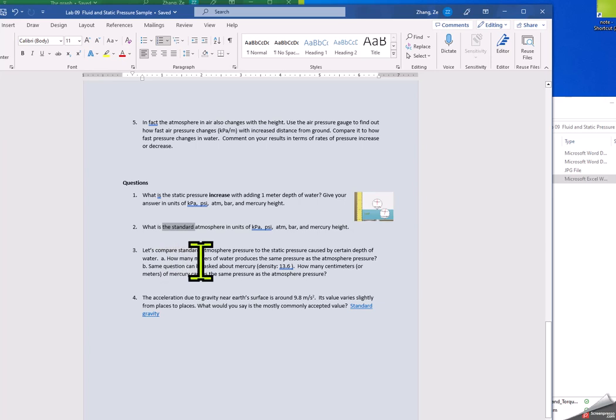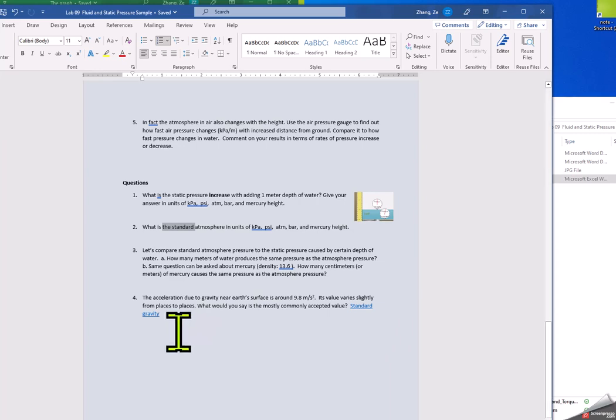Also, you will compare the standard atmospheric pressure with the pressure caused by the depth of water. How many meters? If you go down, the pressure goes up, and if you go deep enough, it doubles the air pressure, because air pressure is on the top, about 101 kilopascals. This question asks how deep you go so that the pressure is twice the air pressure on the top. All of that is due to the weight, the gravity, on top of whatever object is immersed in the water.